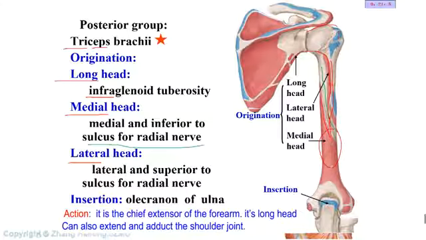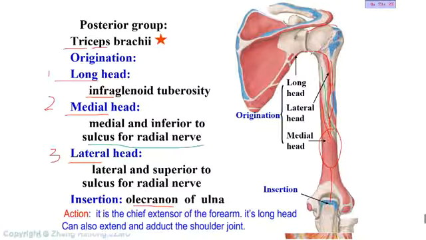Then we'll go downwards. Finally, the insertion is the olecranon of the ulna. Okay. It's a region. There are 3 heads, 1, 2, 3, and only one insertion.